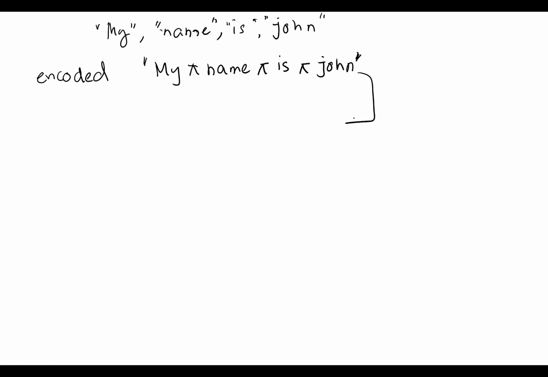And the decode function is going to decode it. So I will read it again, my, and then I find this pi. So that means I know that that's the end of the first string. Next, I keep on reading, and then I find this pi. I end the next string, then I find this pi. I end the next string, and finally, John.